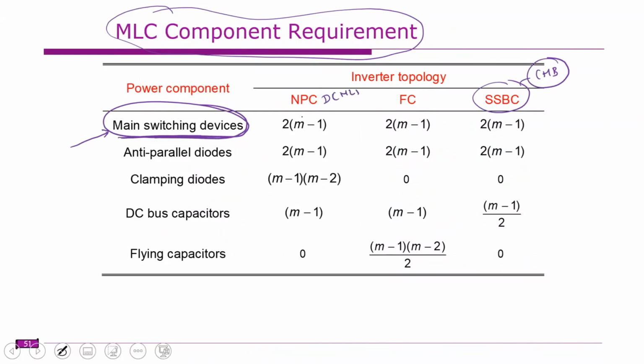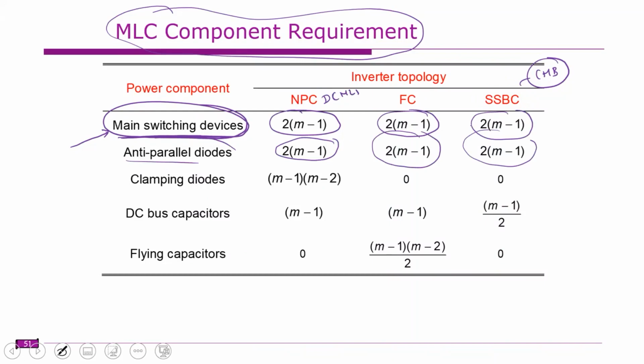Here you require 2 into m minus 1 switches. Here also you require 2 into m minus 1 switches, and here also 2 into m minus 1 switches. If you have 2 into m minus 1 switches, the same number of anti-parallel diodes is required. Clamping diodes, as we discussed in one class, in the case of diode clamped you require m minus 1 into m minus 2 per phase. All these things are per phase.